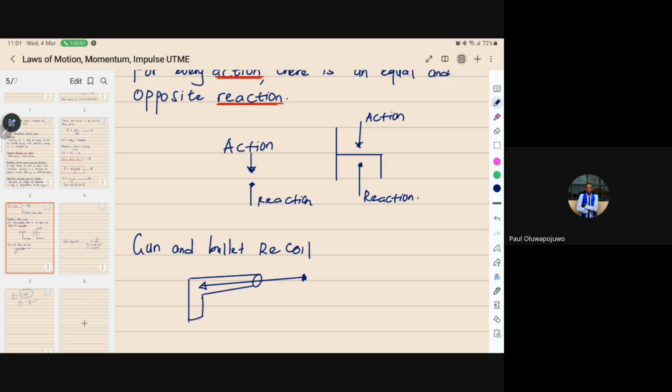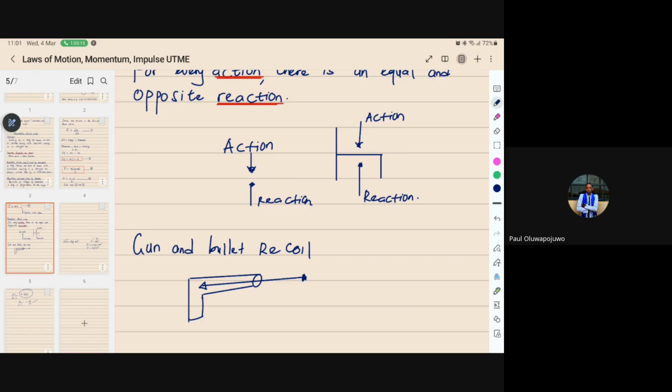That's why not everybody can shoot. You've watched movies where they get someone to shoot a gun and after the bullet leaves the gun, the person is thrown out. You've seen that kind of thing. So when you are shooting, there's this kind of balance they give to it so that it doesn't pull you out. That's the recoil of a gun. That's what we call it.